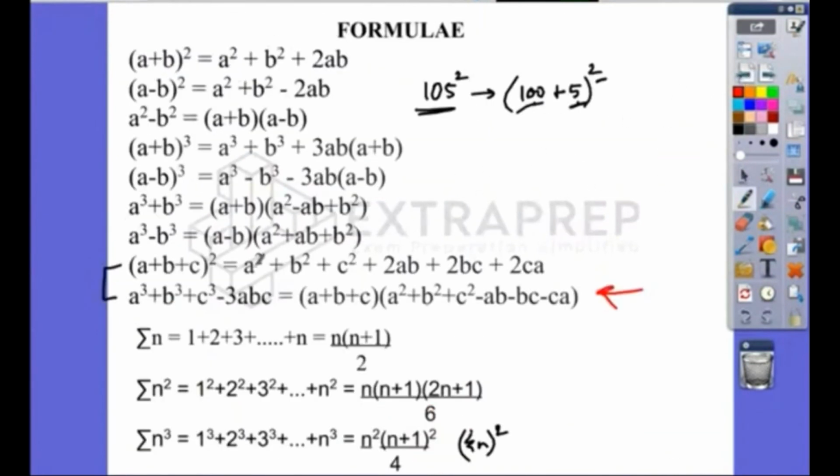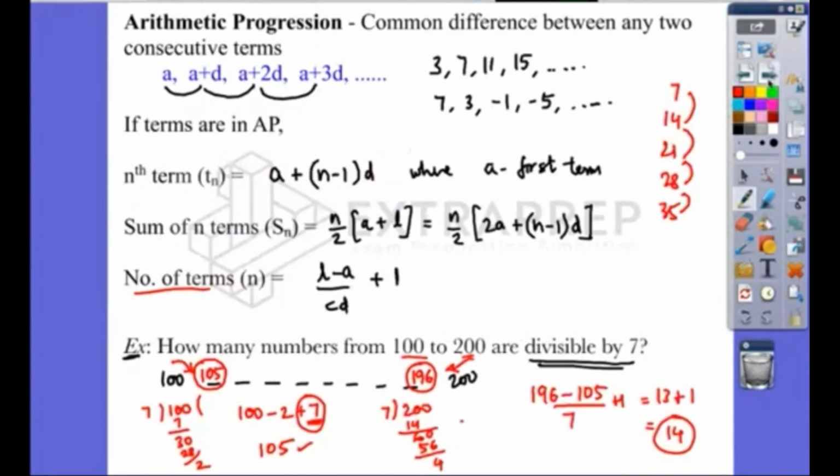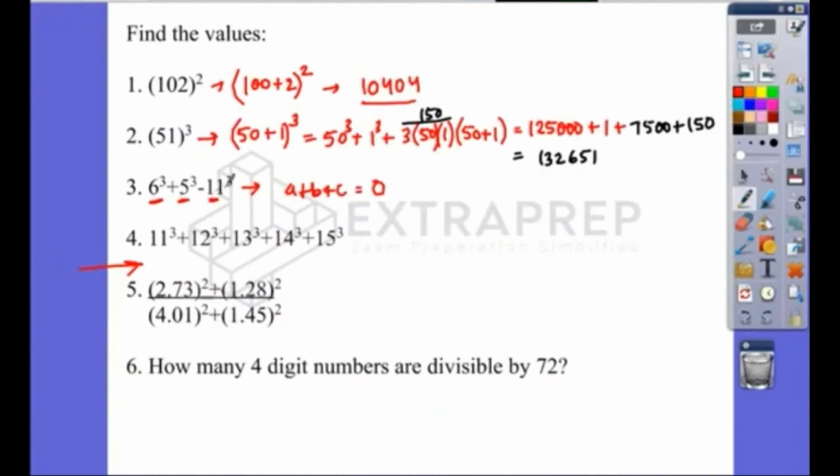Once you understand that in this formula, if this is 0, this whole part becomes 0, then A cube plus B cube plus C cube is equal to what? 3ABC. So when A plus B plus C is 0, A cube plus B cube plus C cube is equal to 3ABC. So 6 cube plus 5 cube minus 11 cube will be equal to 3ABC. So that's 3 into 6 into 5 into minus 11. That's equal to 18, 5 18s are 90. 90 into minus 11 will become minus 990. There's no need to calculate. Is that understood? Minus 990 is the answer. This will be easier.